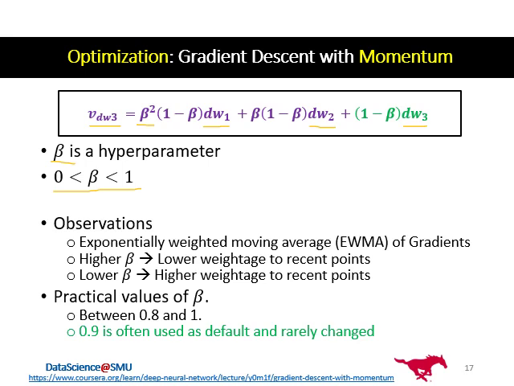So this is a basic observation, and what you will also observe is because we are multiplying previous gradients by square terms, cube terms, and so on and so forth, it's essentially an exponentially weighted moving average of the gradients. Now practically the value of beta that is used is between 0.8 and 1, and the default value you will find in many frameworks is 0.9, and this is rarely changed for optimizing your training process. 0.9 typically works for most deep learning training processes.